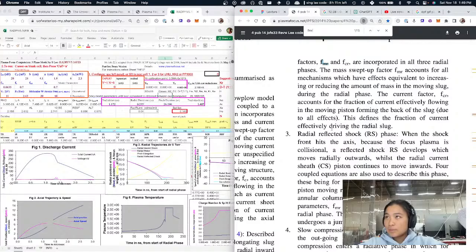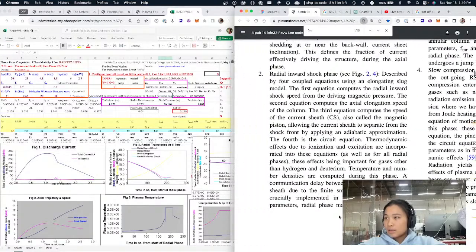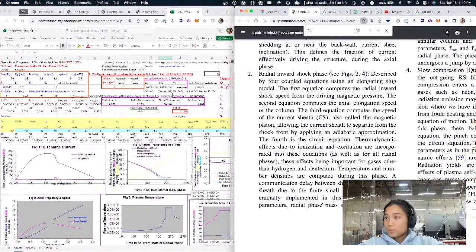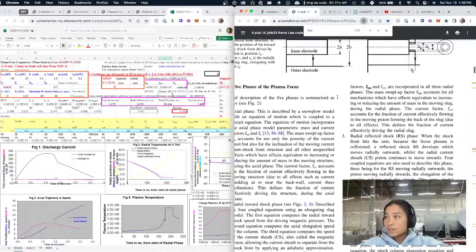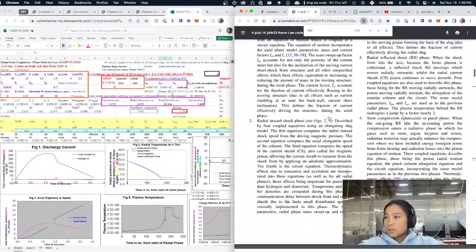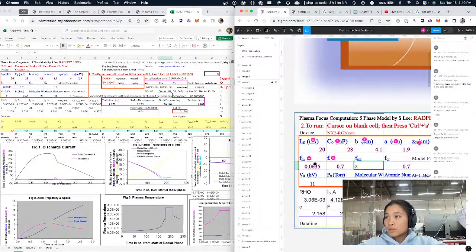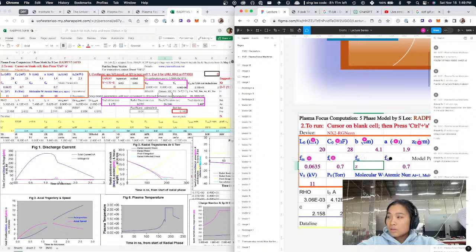Okay, so this is the first time that it appears. I'm guessing they describe it slightly before. The model parameters: radial phase, mass swept up, and the current factors. Okay, so these are current factors. Hold on. Radial mass. So this is just mass, and this is radial mass, and this is current mass. Okay, current radial. Fraction of mass radial swept up. Fraction of current radial swept up. Okay.